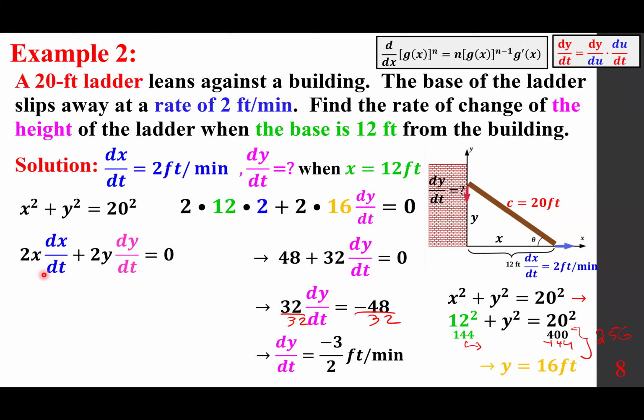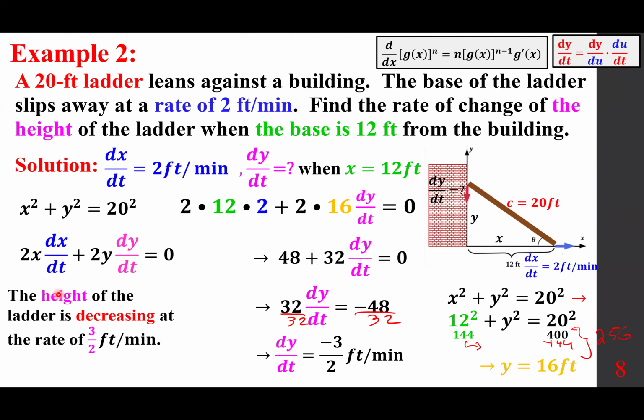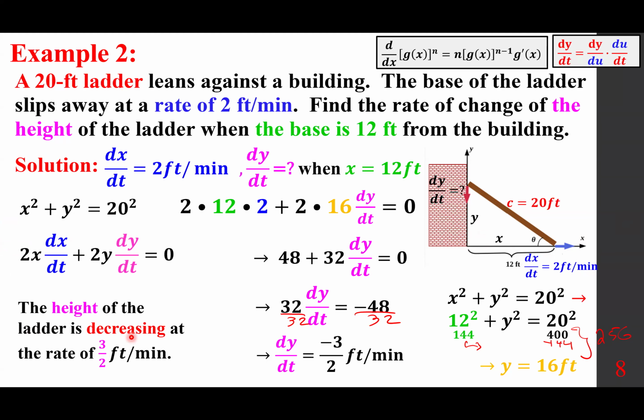So obviously x is increasing, therefore dx/dt is positive. y is decreasing, it must be negative. So the height of the ladder is decreasing. At what rate? At the rate of 3/2 feet per minute. When we mention decreasing, it means negative. You don't write decreasing and then negative 3/2.